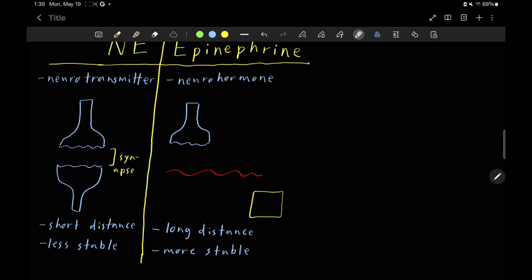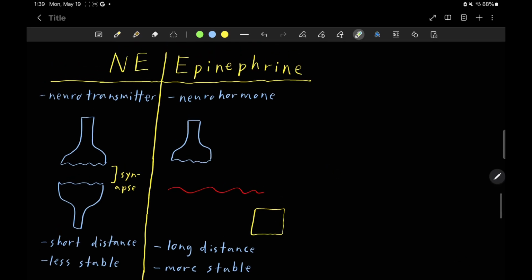On the other hand, neurohormones are traveling a much further distance, so they have to be able to resist a lot more wear and tear without breaking down. So neurohormones are a lot more stable. So that's the main difference between norepinephrine and epinephrine. They are designed for different things.